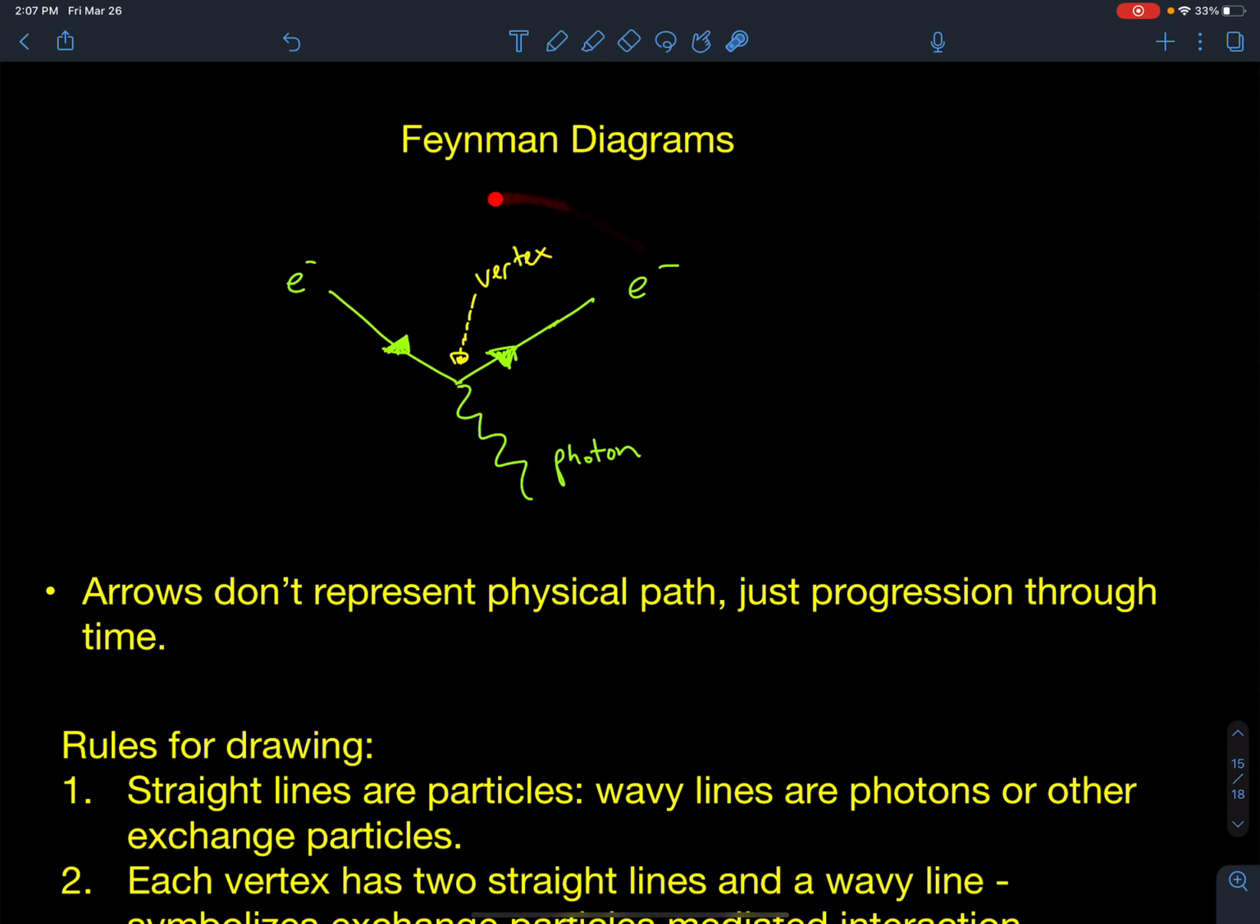Okay, so when we look at these diagrams, let's try to understand a little more deeply the meaning. The arrows don't represent the physical path. It doesn't say an electron is going down at an angle and coming up at an angle. It just represents the progression through time. So in diagrams, time usually goes towards the right. So this is time, and an electron is moving forward in time. Somewhere along the line, it emitted a photon, causing it to change direction.